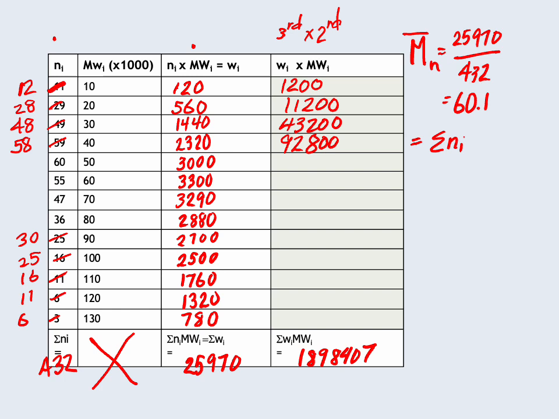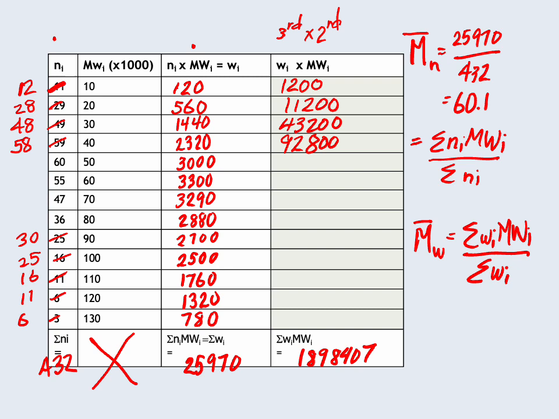And so the number average molecular weight, note, is the sum of n sub i MW sub i divided by the sum of n sub i. The weight average molecular weight is going to be the sum of w sub i MW sub i over the sum of w sub i. So that's the sum of the fourth column divided by the sum of the third column. 1,898,407 divided by 25,970. And that ends up being 73.3. And all of those numbers are included in the next slide.